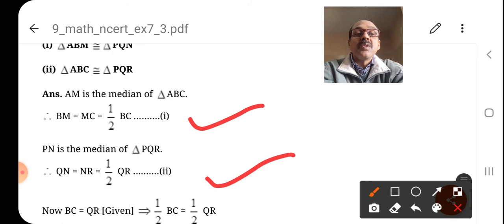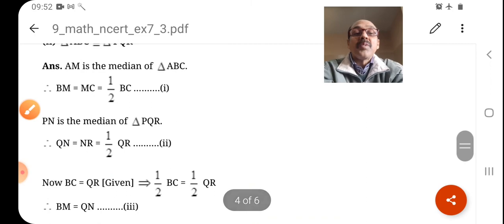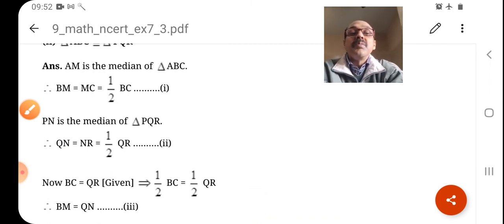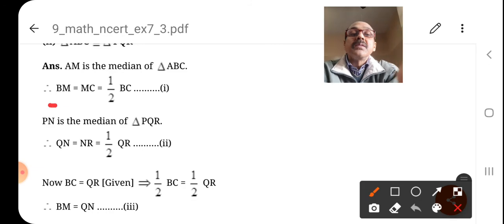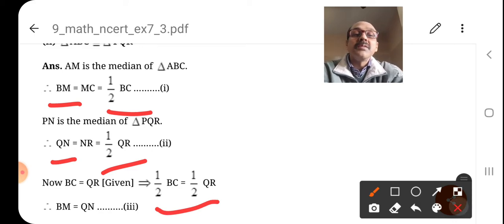Now from these two, 1 and 2, we get half of BC equals half of QR, because it is given BC equals QR. So half of BC equals half of QR. Half of BC means BM, so these two are equal. That means BM equals QN.